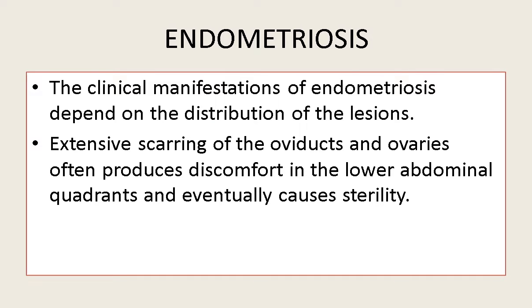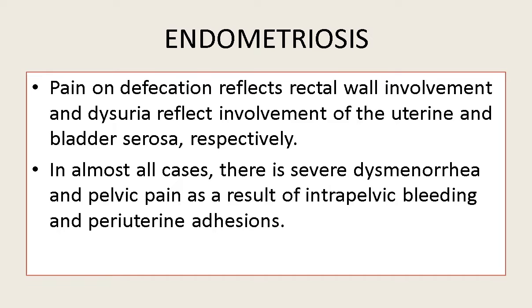The clinical manifestations of endometriosis depend on the distribution of the lesions. So, extensive scarring of the oviduct and ovaries, if the endometriosis occurs in the ovaries, often produces discomfort in the lower abdominal quadrants and eventually causes sterility or infertility, because it is a common cause of infertility. Most infertile women are discovered to have endometriosis. Then dyschezia reflects rectal wall involvement, and dysuria reflects involvement of the uterine serosa and bladder, respectively. In almost all cases, there is severe dysmenorrhea and pelvic pain as a result of intrapelvic bleeding and periuterine adhesions.